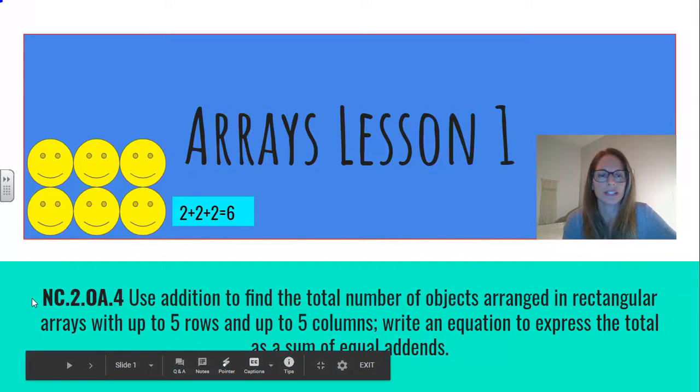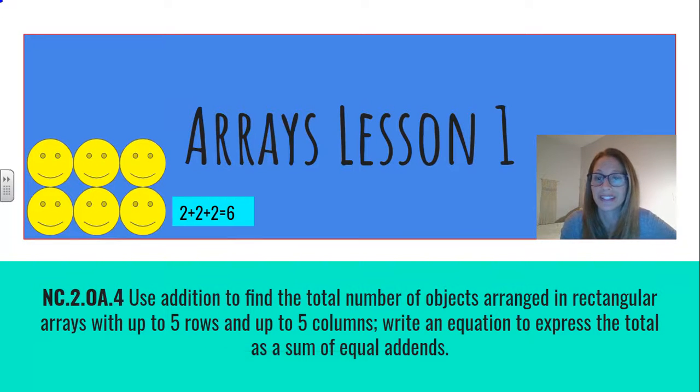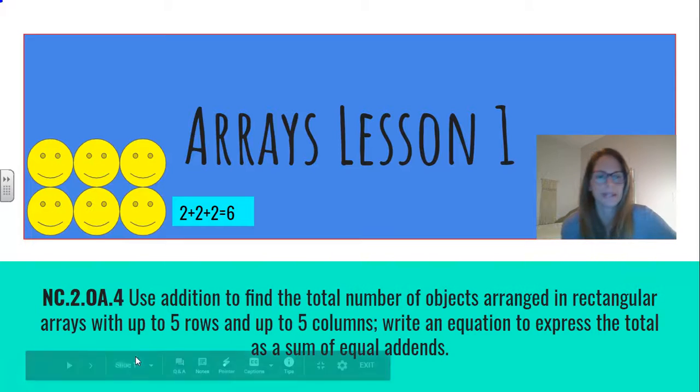And this is our standard that we're going to be working on today or for the rest of the week. And if you want to get fancy with it, you can share that with your family, but you're going to use addition to find the total number of objects arranged in rectangular arrays with up to 5 rows and up to 5 columns. And you're going to be able to write an equation to express the total as a sum of equal items. Lots of fancy words. So let's find out what all those fancy words really mean.